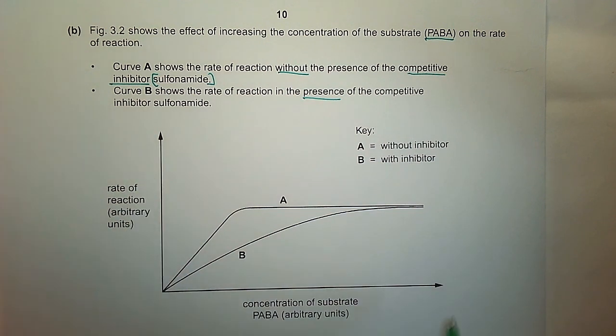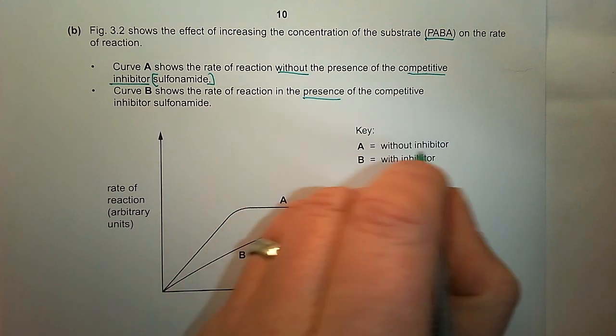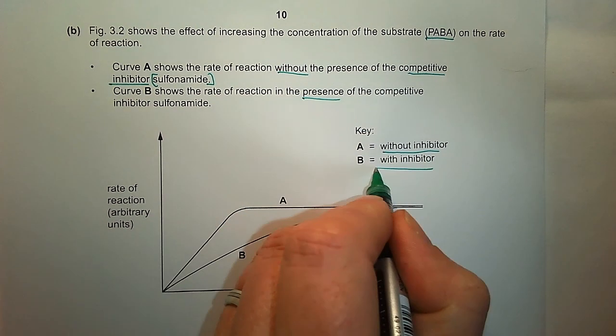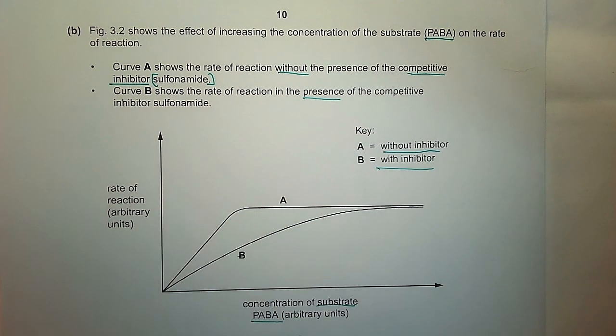We've then got the graph where we've got rate of reaction and the concentration of the substrate, so PABA, and then A is without and B is with the inhibitor, and you can see we've got two graphs.